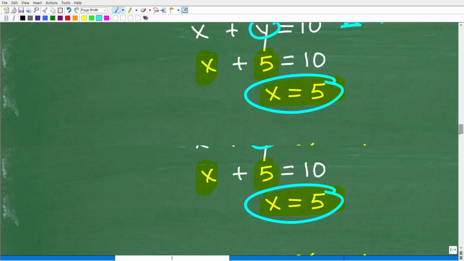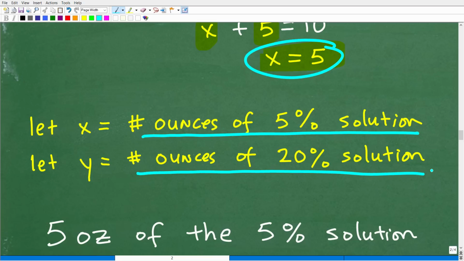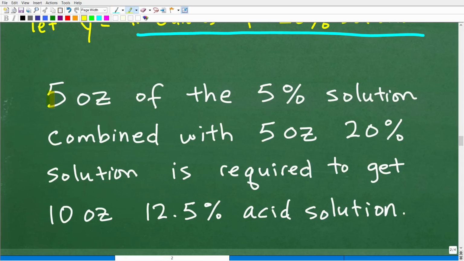But what does that mean? Well, we have to go back to our variables when we set up this problem. X was the number of ounces for the 5% solution, and y is the number of ounces for the 20% solution. So the bottom line here is that we need 5 ounces of the 5% solution combined with 5 ounces of the 20% solution. That's what's required to get 10 ounces, because we got 5 ounces and 5 ounces. But the percent of acid is what we want. We're going to get a 12.5% acid solution.